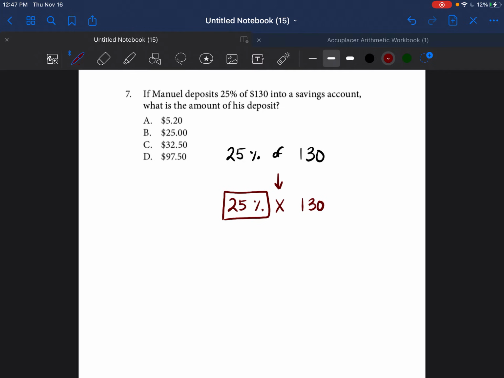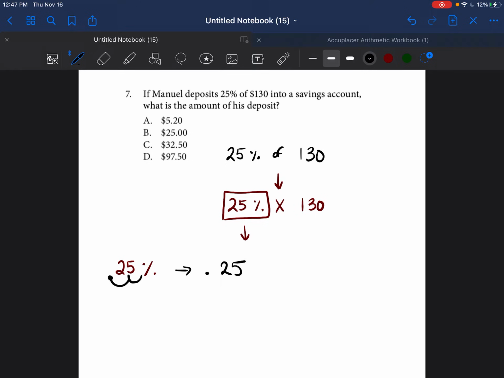So we're going to have to multiply the percentage times a whole number by changing the percentage into a decimal. So we're going to change 25% into a decimal. How do we do that? You write 25%. You take that percentage sign and you move the decimal place over twice, 1, 2 to the left. And so 25% is 0.25.